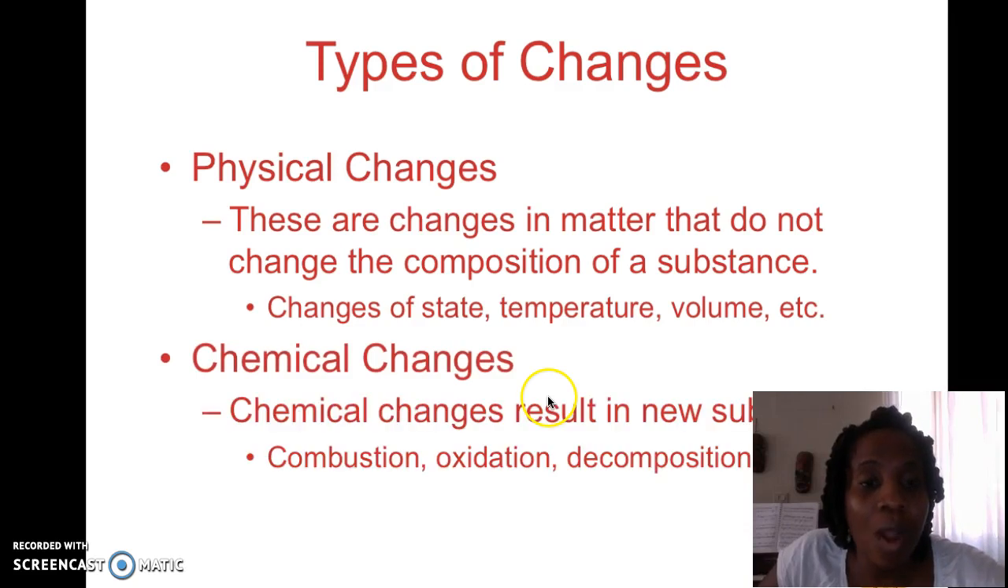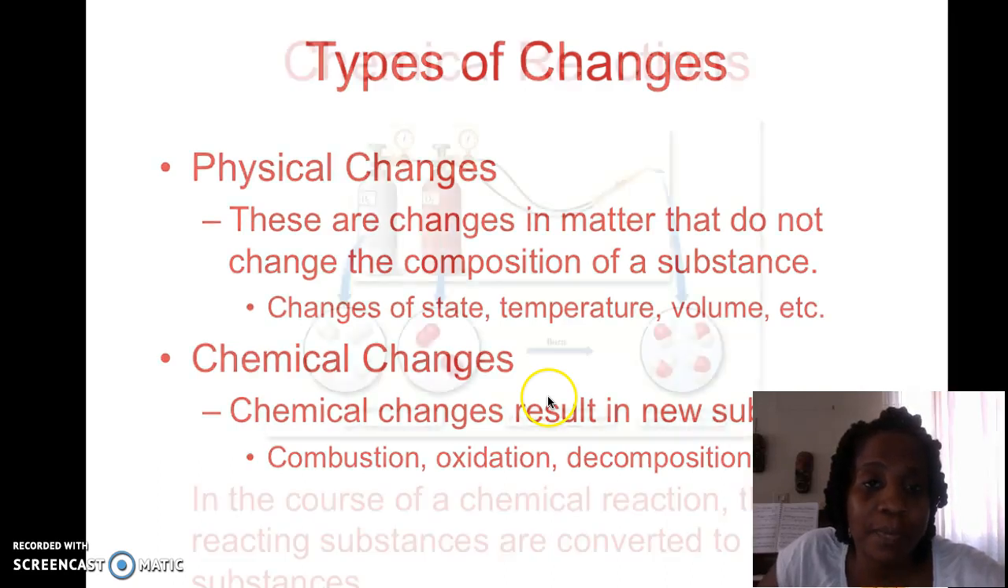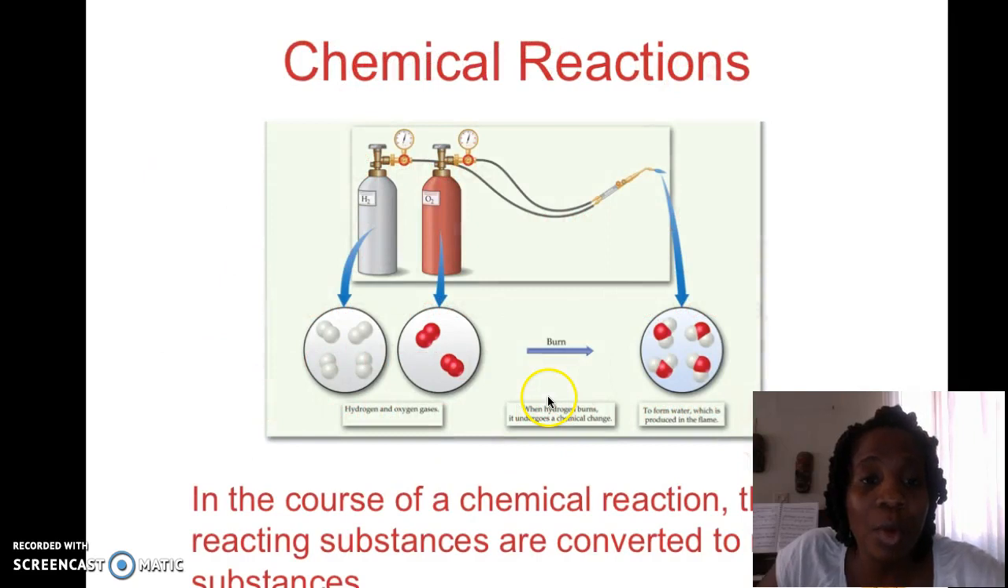Chemical change, however, involves a change in the identity of the substance. So now you have a new substance. Burning, oxidation, any chemical reaction in which you form new substances, you would refer to those as chemical changes. Chemical reactions, which is another word for a chemical change, is where you have substances reacting to form new substances.